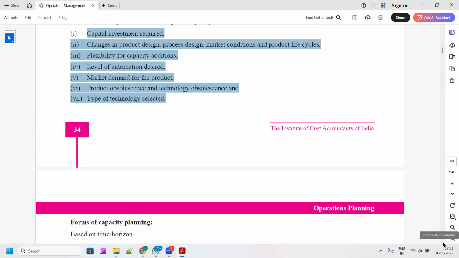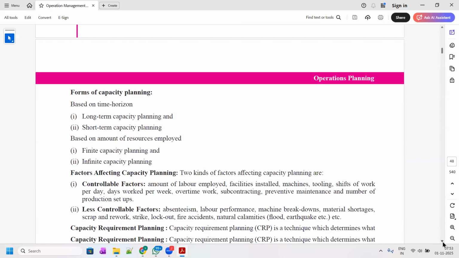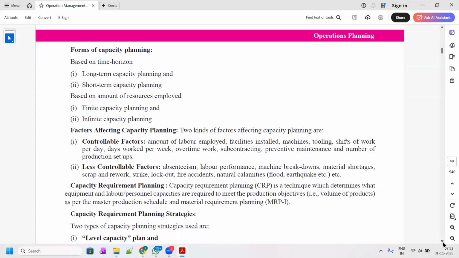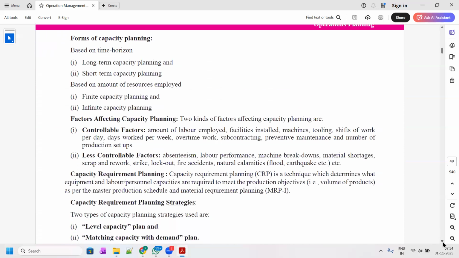The next is the form of capacity planning. The different forms of capacity planning can be short term or long term, based on the time horizon, or it can be finite or infinite, based on the resources being employed.